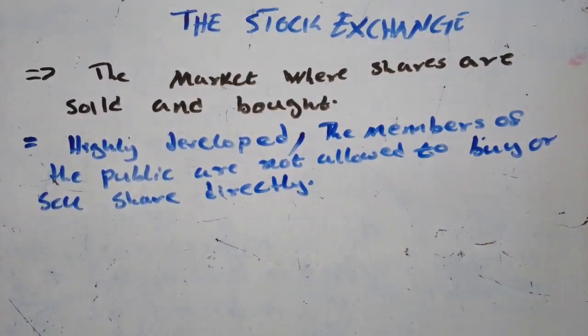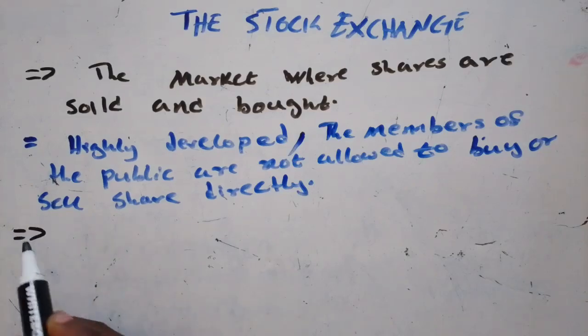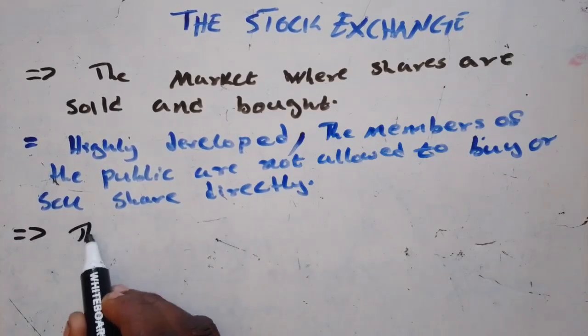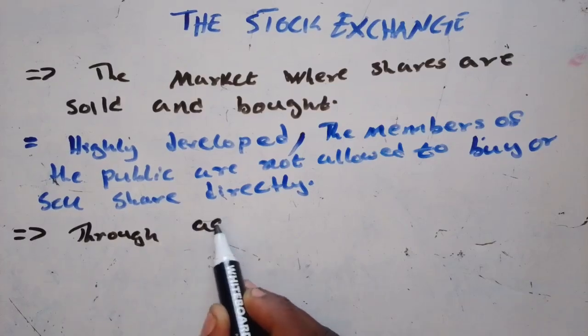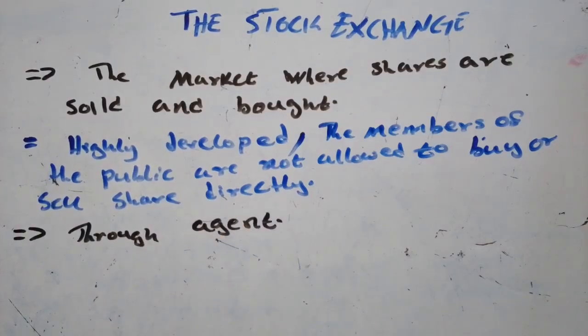Okay, so since the members of the public are not allowed to sell or buy shares directly, how do they sell or buy those shares? How do they sell or buy those shares? So they buy those shares or sell those shares through the agents. So here it's where the agency comes in. So they buy shares through the agents. Okay, so the reason the public members buy shares through the agent is because they are not allowed to buy or sell shares directly, because these stock exchanges are highly developed.